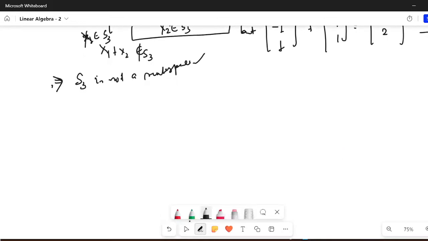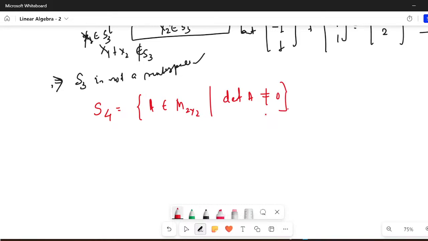Let us take another example, a simple one. Let us take S4 as a matrix of order 2 cross 2 such that determinant of A is non-zero. Determinant of A is non-zero. Will it form a subspace? What do you think? So clearly it will not form a subspace.